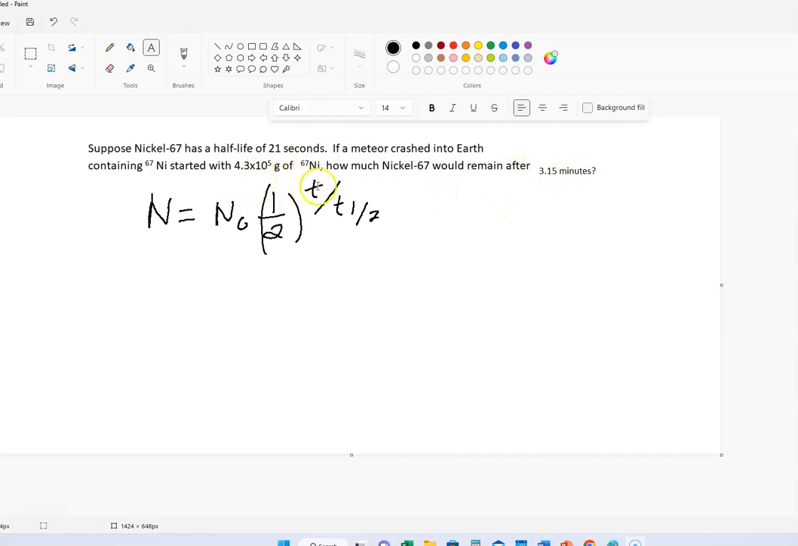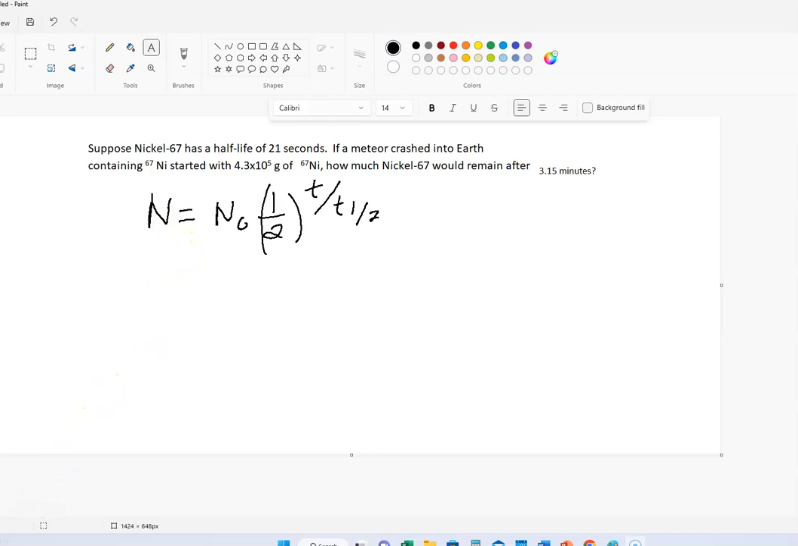Anyhow, t is the amount of time that has passed. That's the 3.15 minutes. Remember, t and t1/2 have to be in the same units, so it'll be easier to convert 3.15 minutes to seconds. The half-life is 21 seconds, and the starting amount, n sub 0, is this many grams. The remaining amount will be in grams as well, because we're not changing that.